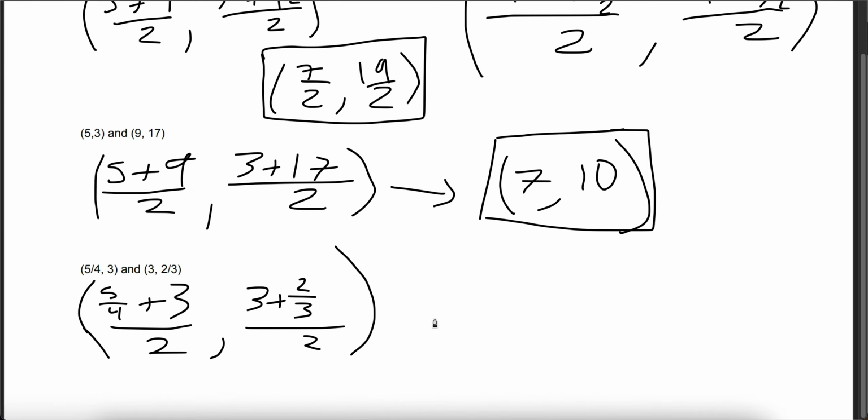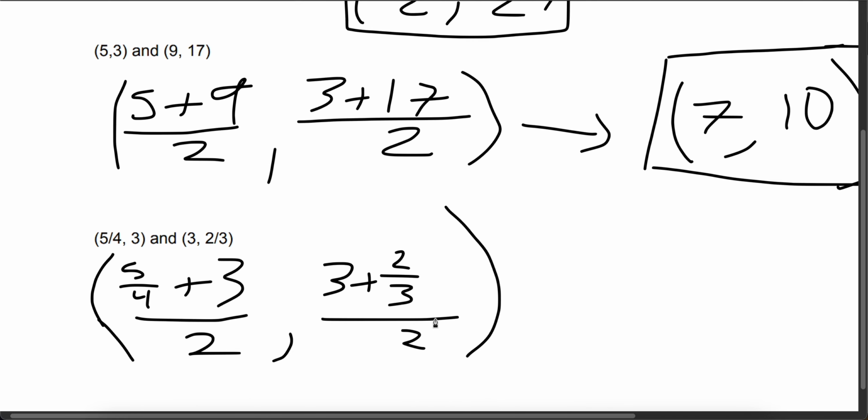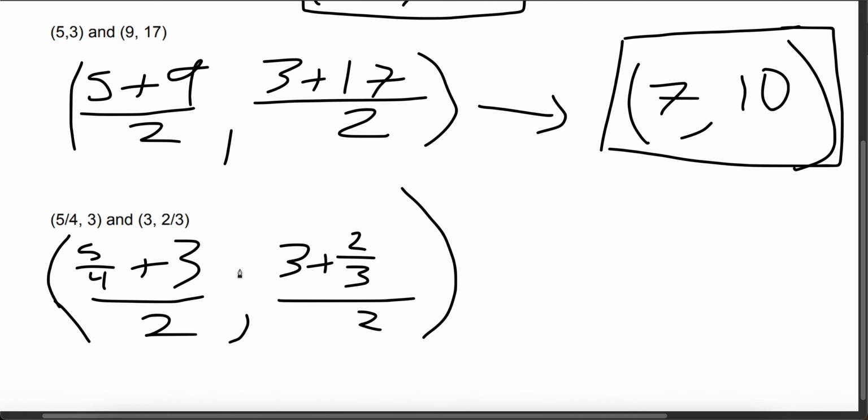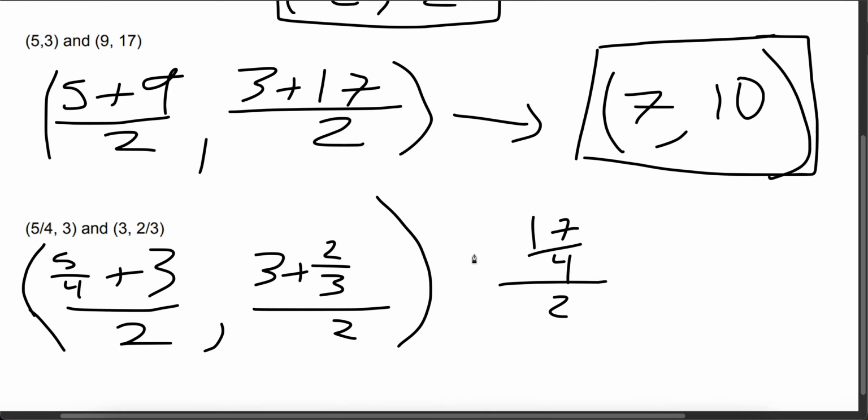And then if we simplify it even more, we'll have 5 fourths plus 3, and 3 is 12 fourths. We want to have a common denominator, so 5 plus 12 is 17. So we'll have 17 fourths over 2, because 5 fourths plus 3 equals 17 fourths.